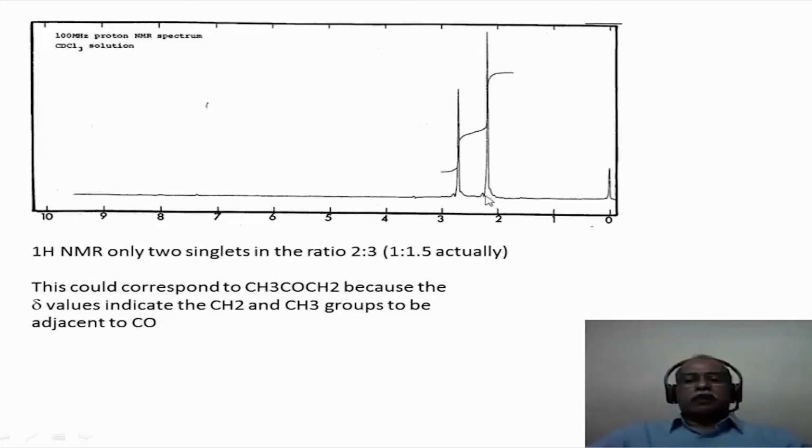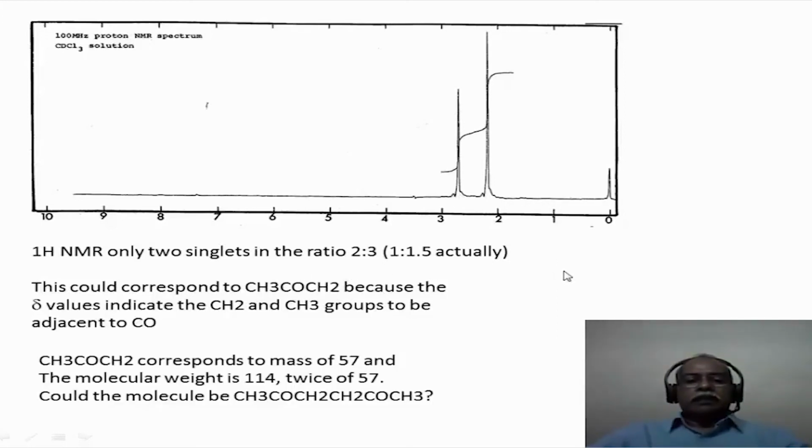Because of the chemical shift values, these two hydrogens of this signal here and the three hydrogens of this signal should be adjacent to a carbonyl functional group. We already have evidence in the mass spectrum as well as in the infrared spectrum for the presence of the acetyl group, for example. So most likely this is the fragment that would correspond to the NMR signal that is seen here.